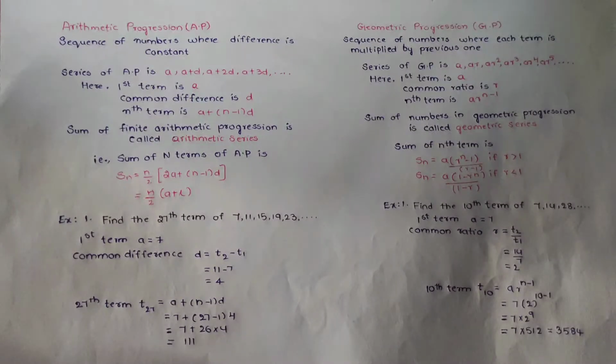So here n value will be 10. So substituting the values, 7 into 2 power 10 minus 1, that is 7 into 2 power 9, which is nothing but 2 power 9 is 512, and if you multiply that we get the answer as 3584. I hope you have understood this. Now let's see what is the solution for these questions.